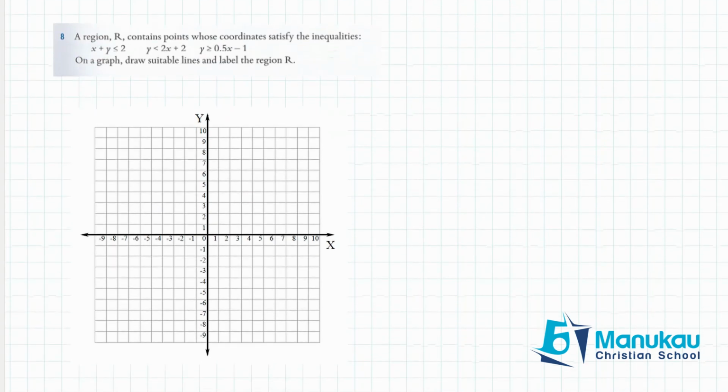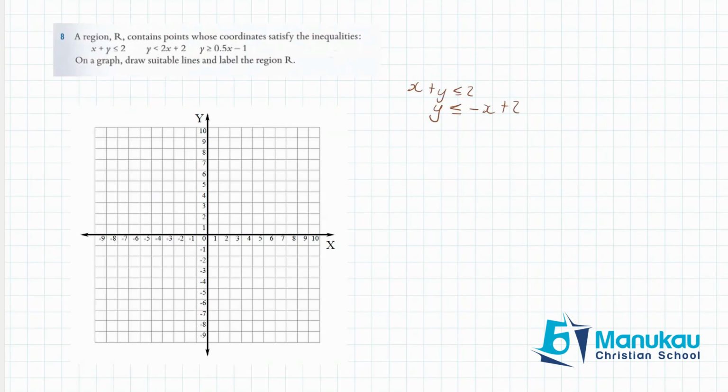So we have a region R which contains points whose coordinates satisfy the inequalities. X plus y is less than or equal to 2. We'll do that one first. Okay, so x plus y is less than or equal to 2. I'm going to rewrite this as y is less than or equal to negative x plus 2. I've just taken x away from both sides.